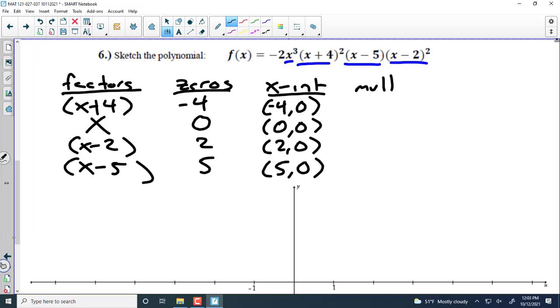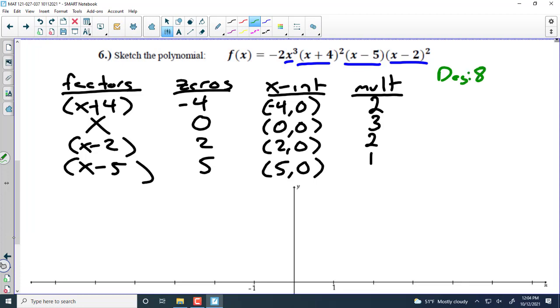multiplicity. Look at the power on the factor. What was the power on x plus 4? 2. What was the power on x? 3. What was the power on x minus 2? 2. What's the power on x minus 5, even though it's invisible? 1. If I add up all these multiplicities, what will I get? I'll get 8. And what does that 8 mean? The degree. That's right. The degree is 8. Very good.